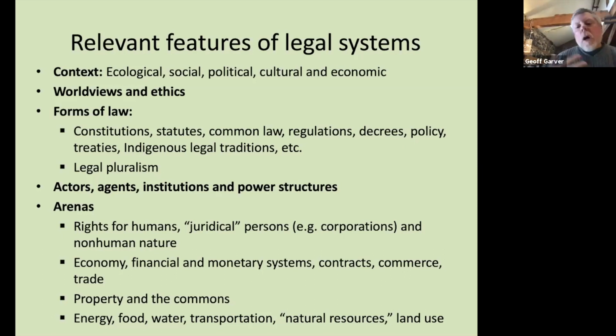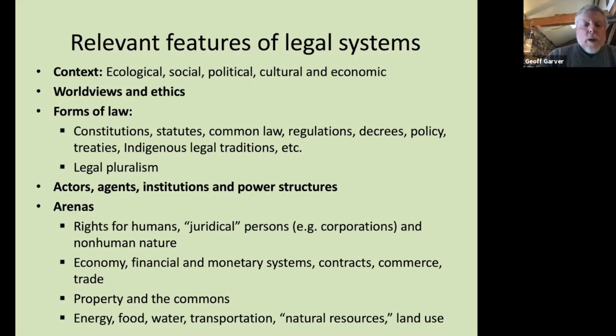And then there's a multitude of arenas in which these law and policy systems exist. So you have rights-based regimes, a whole host of rights and human rights that are recognized at various levels of law and policy, plus those of juridical persons.